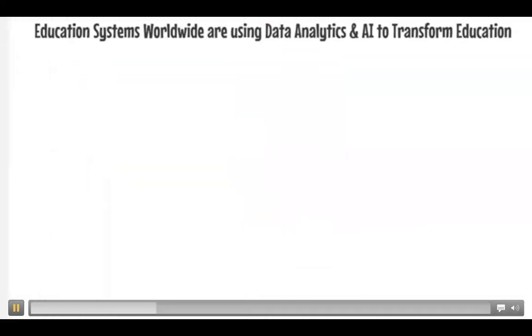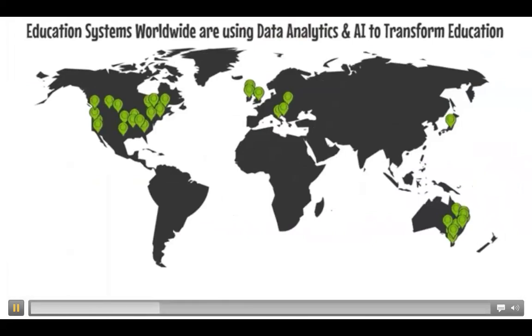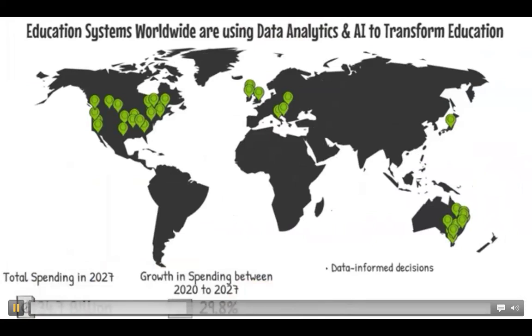This is just one example of how education systems around the world are using data analytics and AI to transform education. In fact, by 2027, education systems worldwide will be spending nearly 35 billion US dollars with a growth rate of almost 30%. This growth is largely attributed to the need for data informed decisions and making best use of available resources, while creating a personalized and enriching student experience.